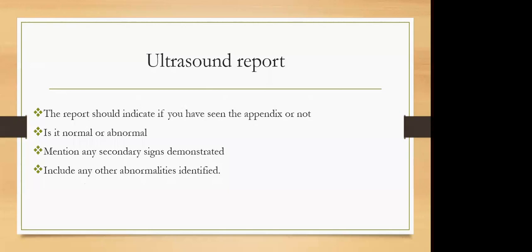You need to give the referrer the answer. Did you see the appendix or not? If you saw the appendix, was it normal or not? Were there any secondary signs? Was there any fluid? How was the echogenicity around it? Were there any collections? All those things we need to provide them. So when the patient goes back, the referrer looks at your report, and with the signs and symptoms of the patient, they make a correct decision.